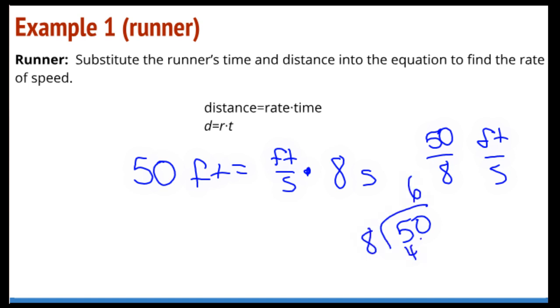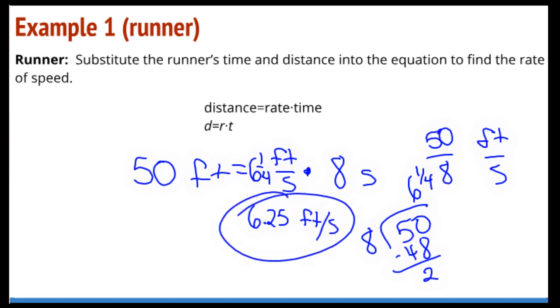6 times 8 is 48. And I know that 2/8 is equal to 1/4. So I could say that they are traveling 6 1/4 feet per second, and maybe you turn that into a decimal, 6 25 hundredths feet per second. So every second, that is how far they are traveling.